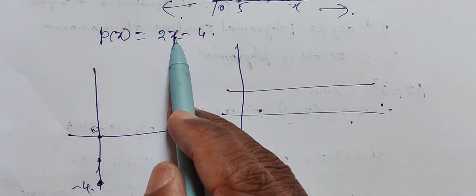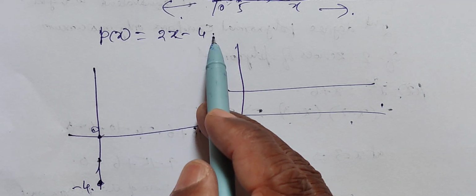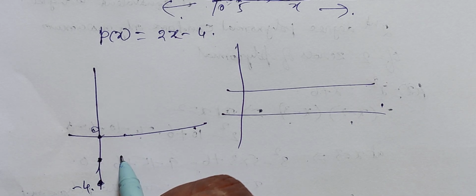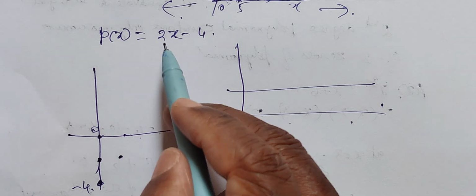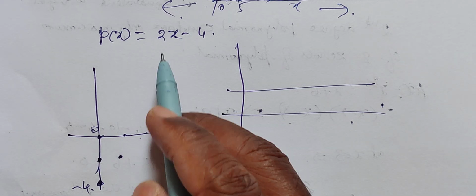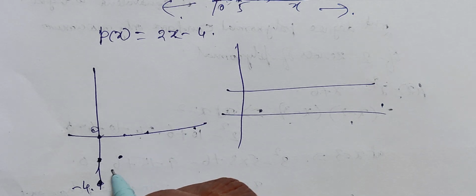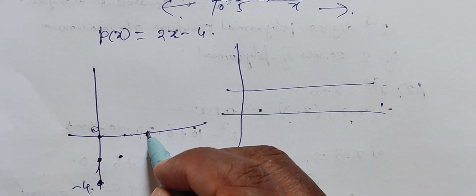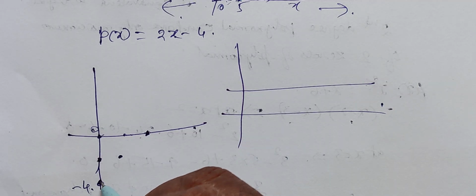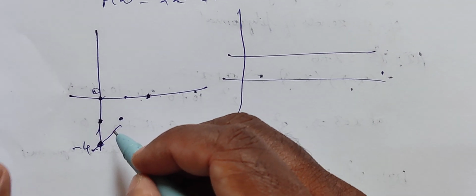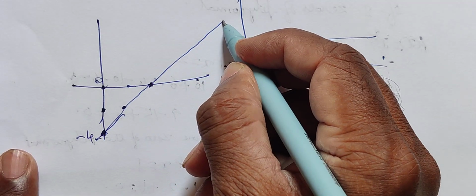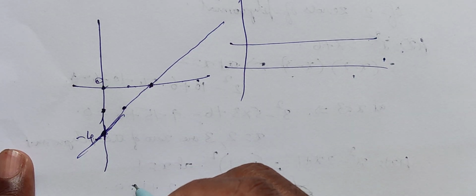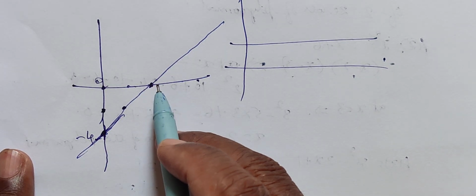When x is equal to 1, this is 2 minus 4, it becomes minus 2, so this particular point is here. When x is equal to 2, this value becomes 2 into 2 minus 4, which means 0. When y is 0, where is it? On the x-axis. So if I draw a graph connecting all these dots, the graph will be something similar to this.